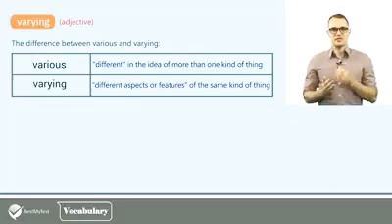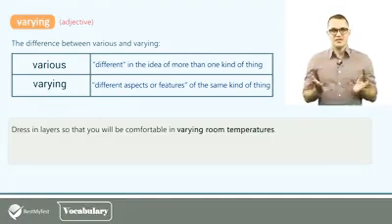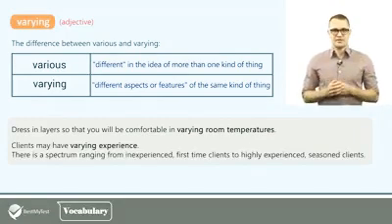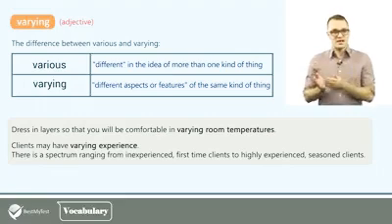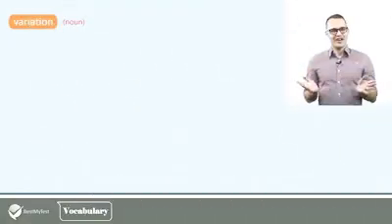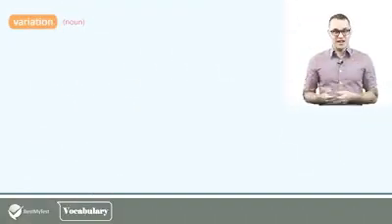Here are examples using the word varying. Dress in layers so that you will be comfortable in varying room temperatures. Clients may have varying experience. There's a spectrum ranging from inexperienced first-time clients to highly experienced seasoned clients. Okay, our next word is the noun variation.